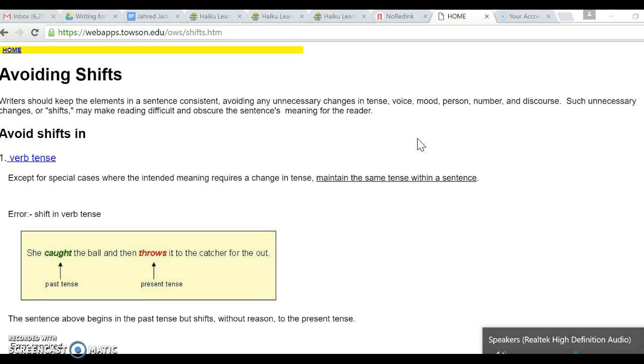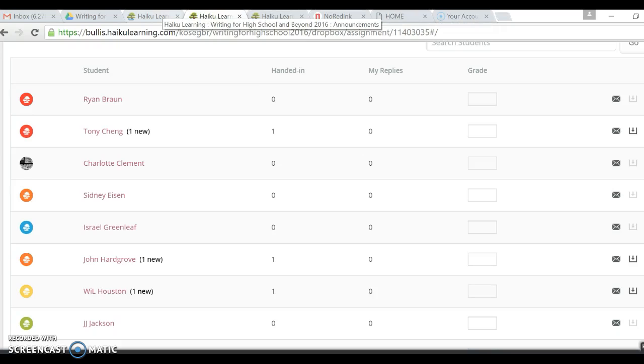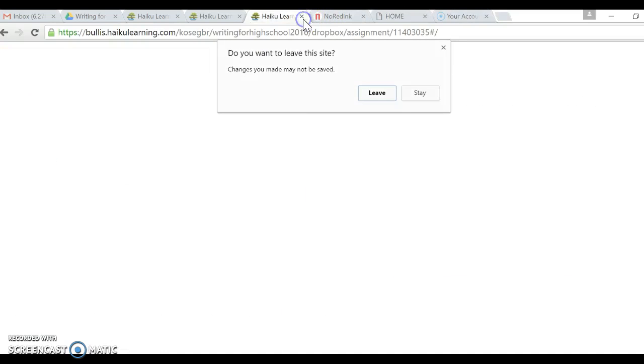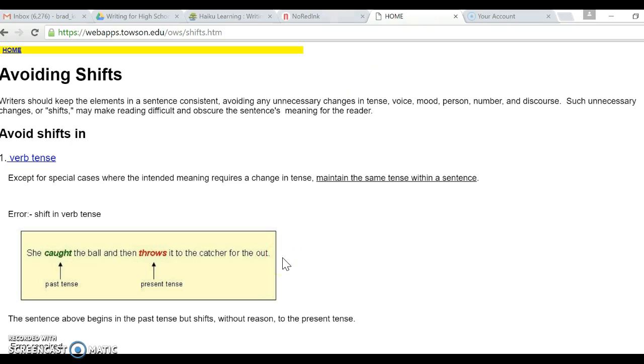With avoiding shifts, I just want to look at this website. In the longer sentences that you guys are writing, and this is specifically Jared, I saw this with Charlotte, a little bit with John and Will, you guys are shifting in a number of different ways. Okay, tense, voice, mood, person, number, and discourse. So I just want to walk through a couple examples.